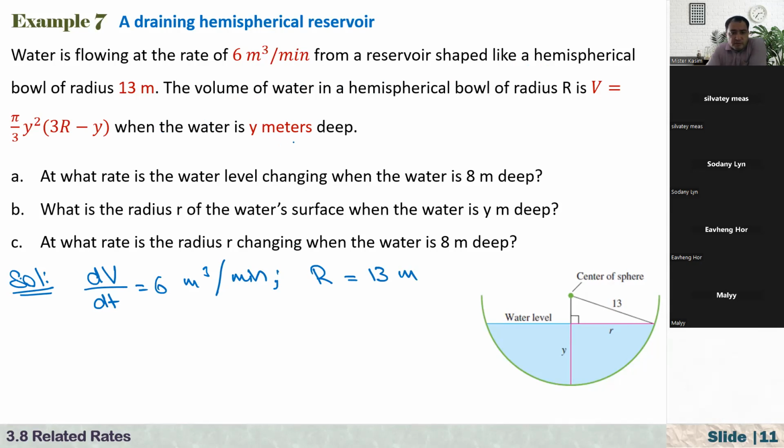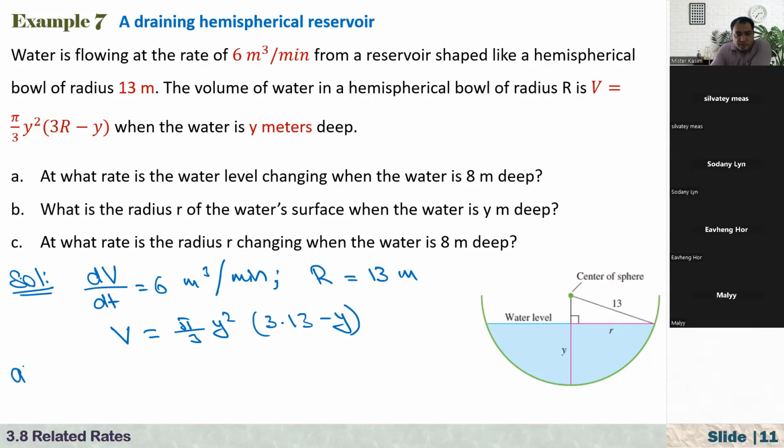And when the water is y meters deep, the volume of the water is given by this formula, pi over 3 times y squared, times 3R minus y. What is R? It is 13 here. So it is 39 minus y. Okay, that's it.